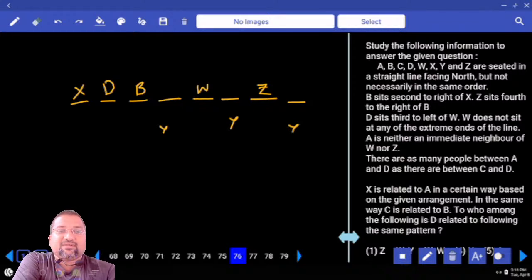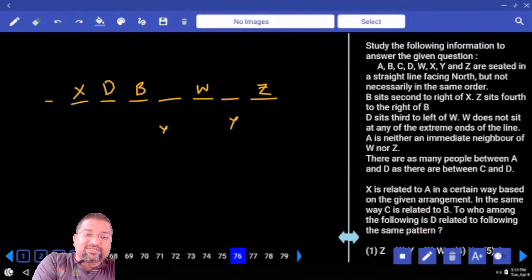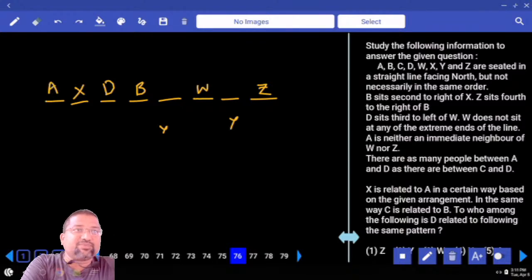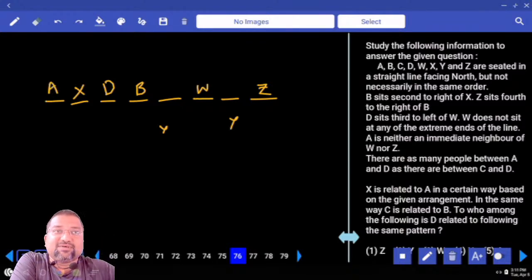Until you find the answer, you won't get the answer. So for sure that extra place should be here, and that should be for A. That's right. Next, look at this.